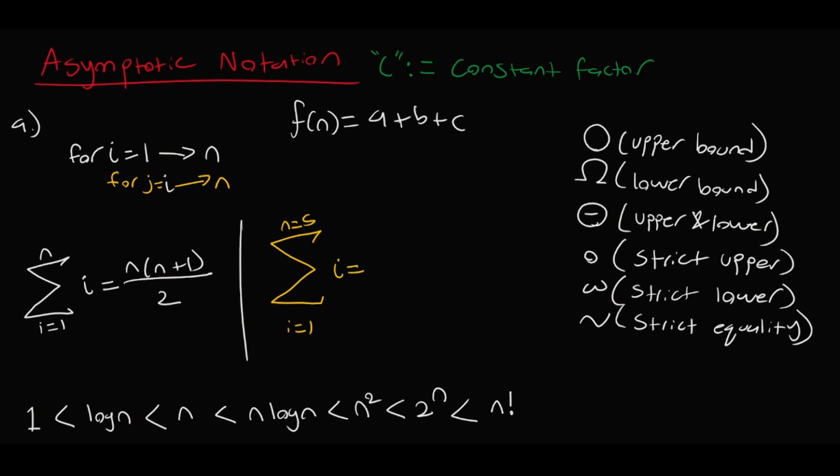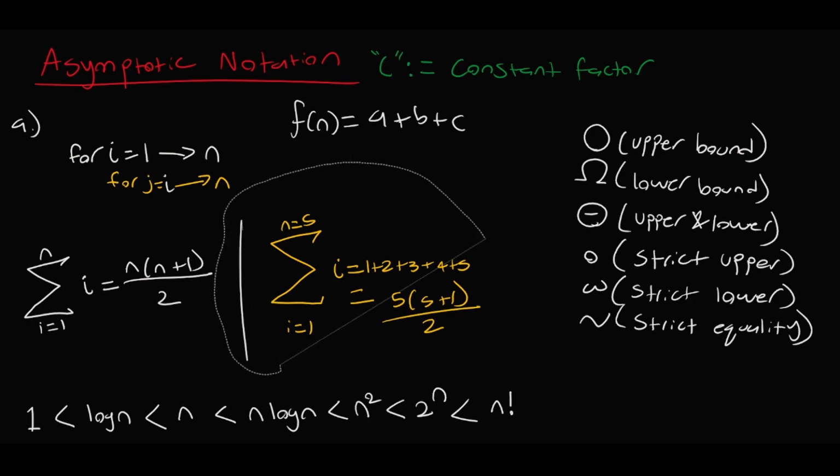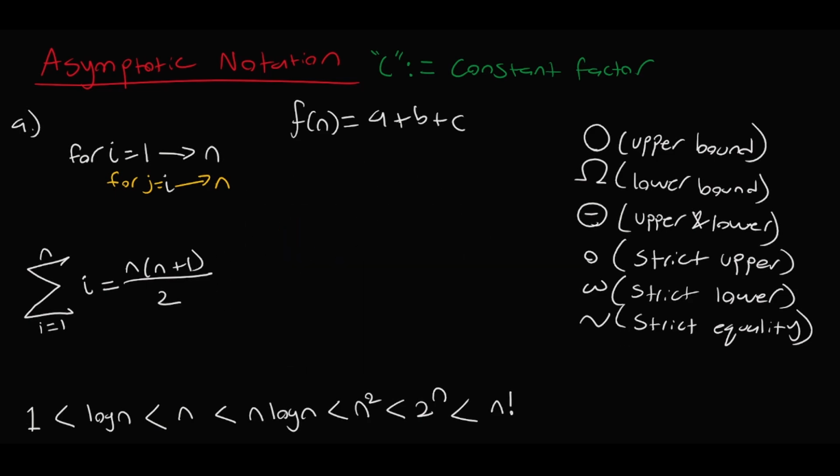So this means 1 plus 2 plus 3 plus 4 plus 5. This equation is equal to, the closed form would be 5 times 5 plus 1 over 2. And that would be our equation that's representative of n is equal to 5. Now, if we were going to simplify this, this would be n squared plus n over 2.